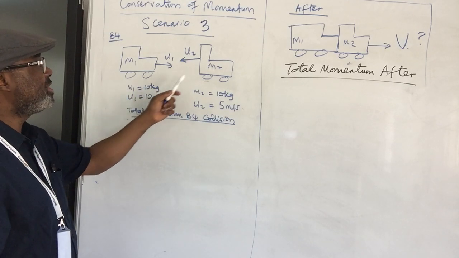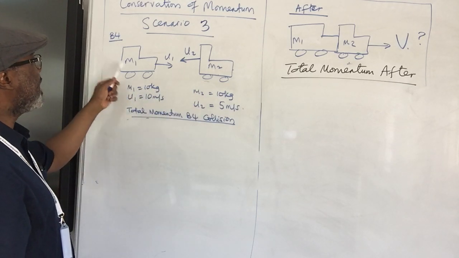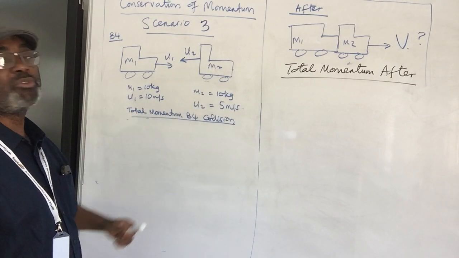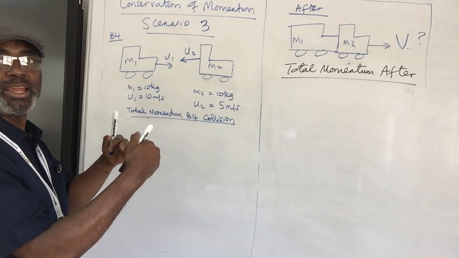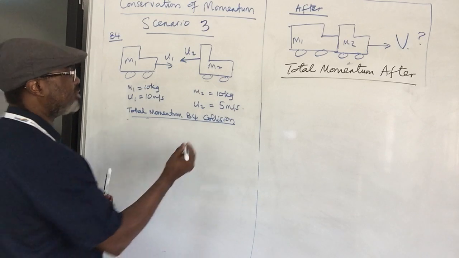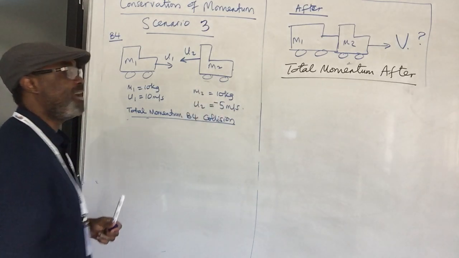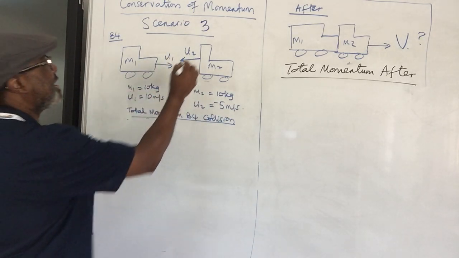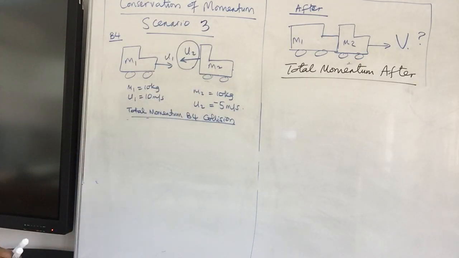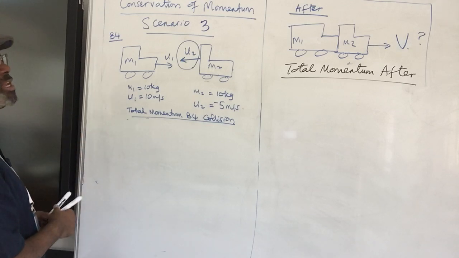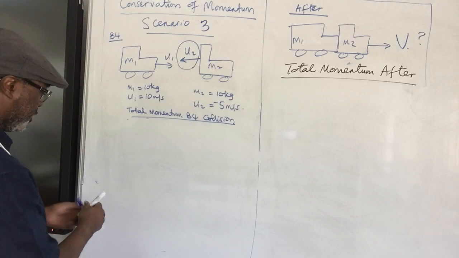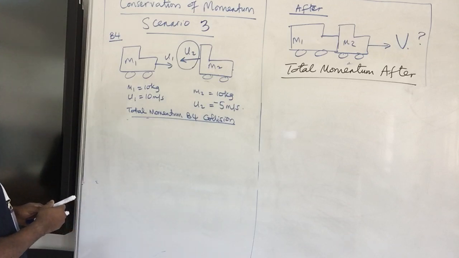M1 is still 10 kg, M2 is still 10 kg, but M1 was moving at 10 meters per second and M2 was moving at 5 meters per second in the opposite direction. So to make this very clear, you could put a negative sign there to show that you recognize this direction of M2. When you write down the conservation of momentum before collision, we're going to end up with something like this.